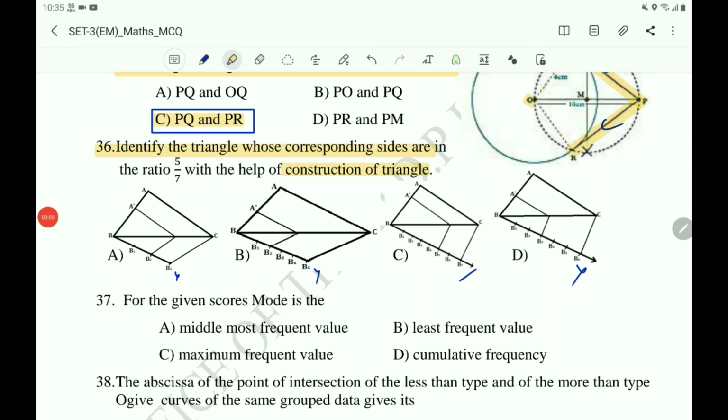Therefore option C is the answer. As the ratio is 5 by 7, we have to make 5 divisions with equal distance, and as there is 7 in the numerator, the 7th part must be joined to the C. Next here B5. So the correct construction is option C.